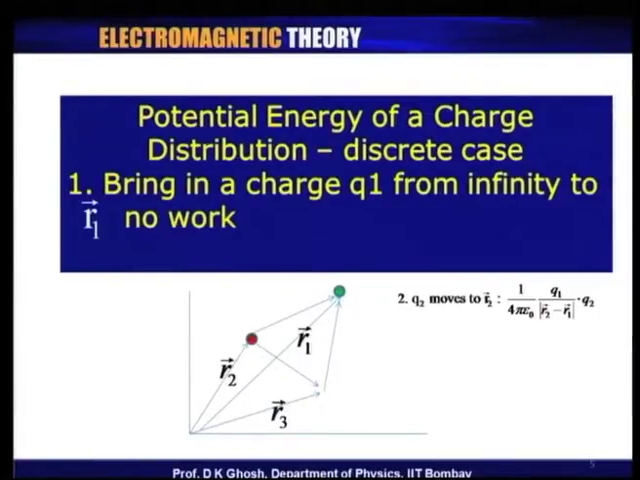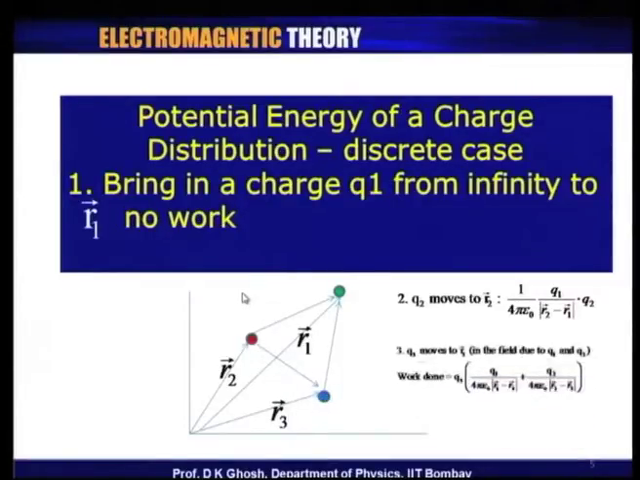Now, this third charge is brought into a position r3. But now, this charge experiences an electric field due to the presence of both the first charge and the second charge. And since it is at r3, when q3 moves to r3, the work done is Q3 times the electric field due to Q1 as well as Q2. This is what is written here.